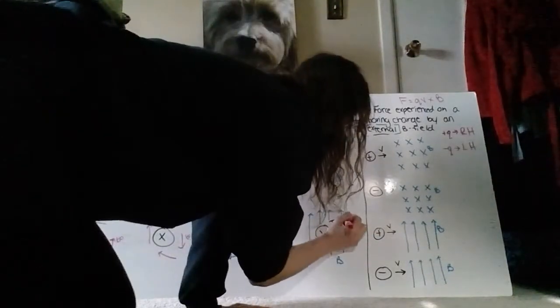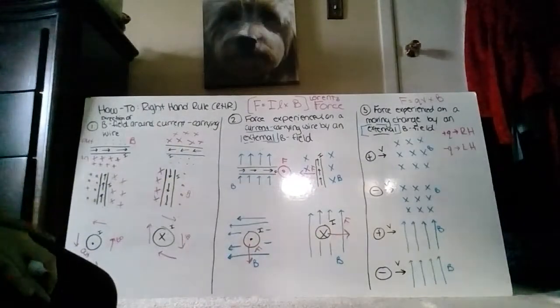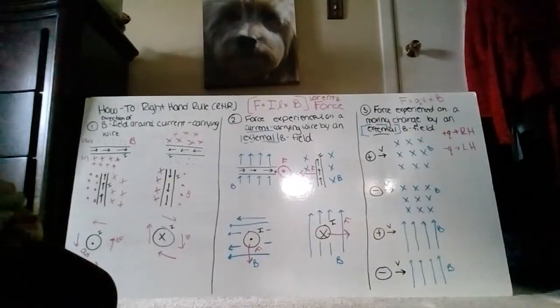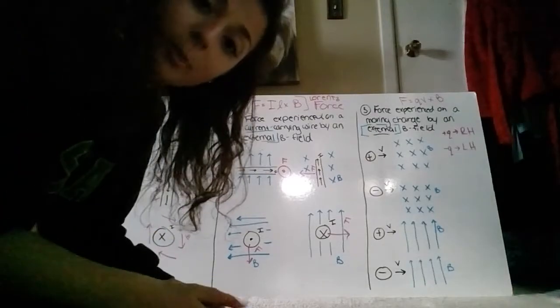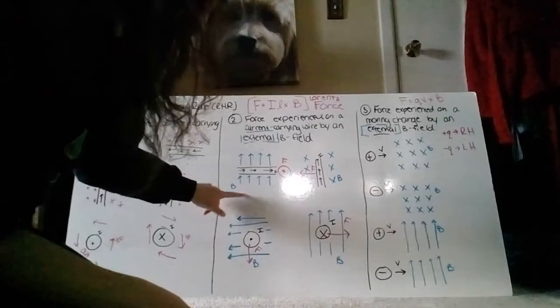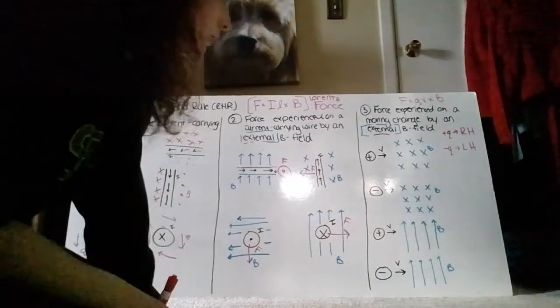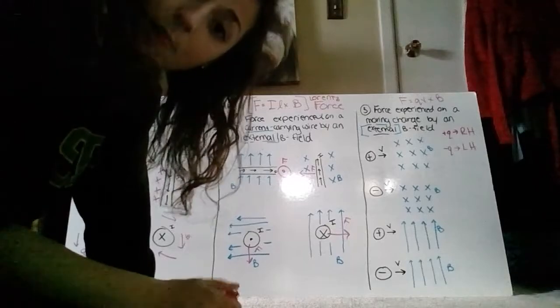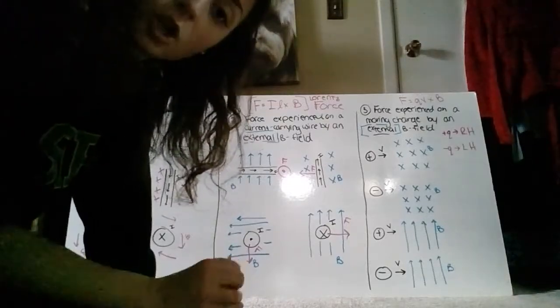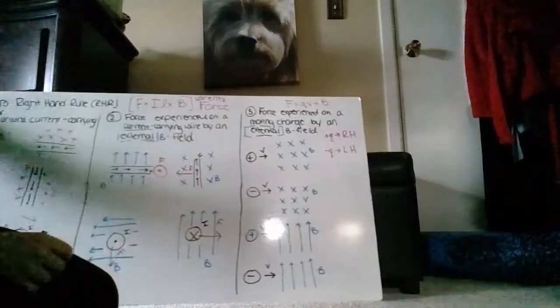And that is how you do the right-hand rule for a current carrying wire in an external magnetic field, and it's actually the same exact thing as the right-hand rule for finding the Lorentz force acting on a moving charge, just a single moving charge instead of a current carrying wire. So let's move on to that one.